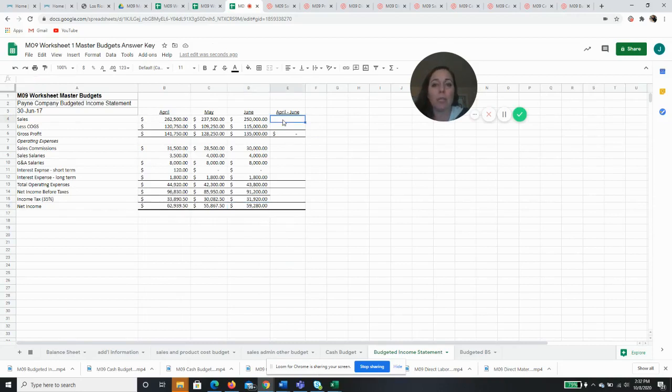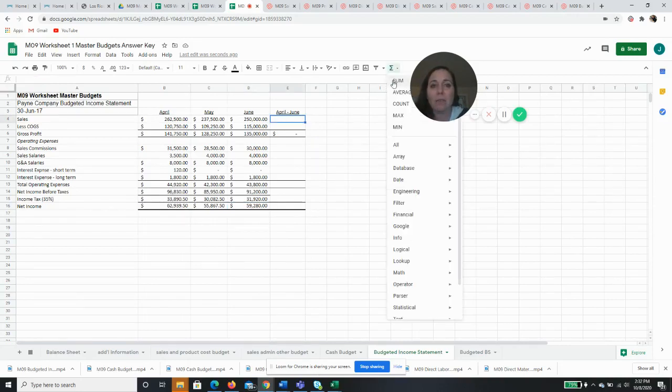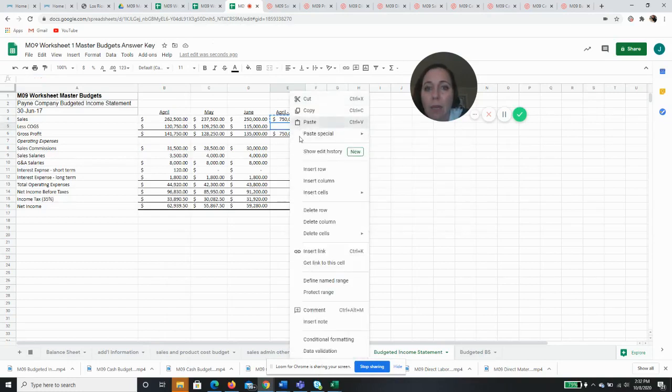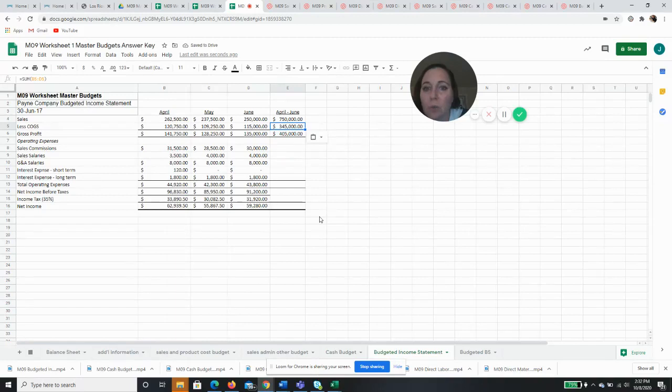Now I want to know my quarterly net income. And so to do that, I'm just going to add across. So I'm going to add across here. So my total sales for the quarter being 3 months, a quarter of a year, is going to be 750,000. And I'm going to copy that down. My cost of goods sold will be 345,000. Copy it down over here. So my sales commissions for the quarter will be 90,000. Sales salaries 11,500. G&A salaries 24,000. Interest expense short-term $120. Interest expense long-term $5,400.